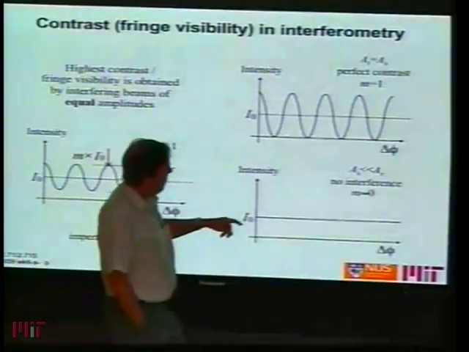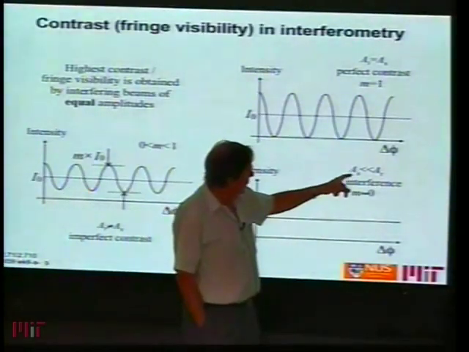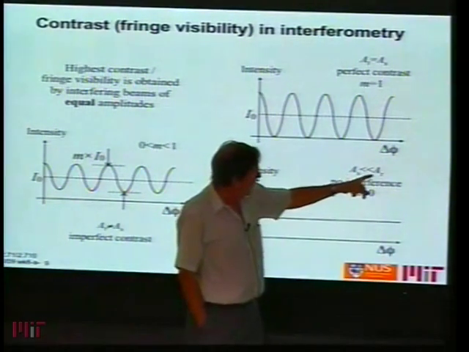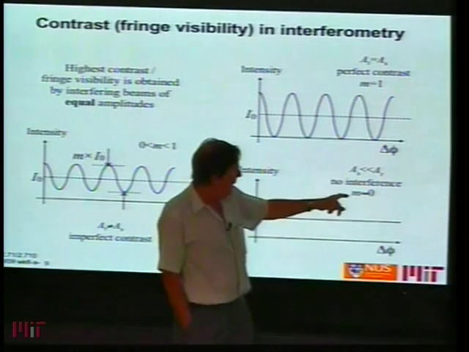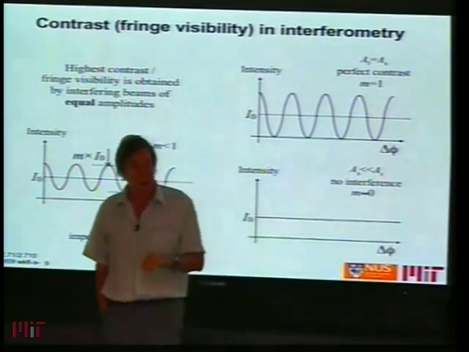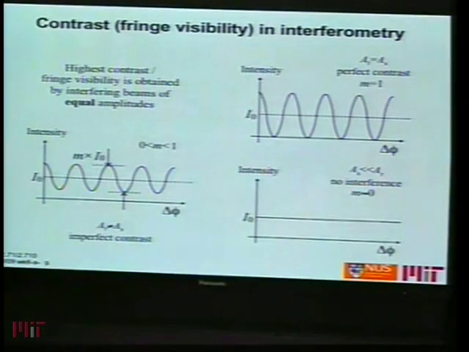If, on the other hand, you take the reference beam to be much stronger than the signal beam, then you can see that M is going to tend to 0. The contrast is going to become very weak. Actually, sometimes people do that.